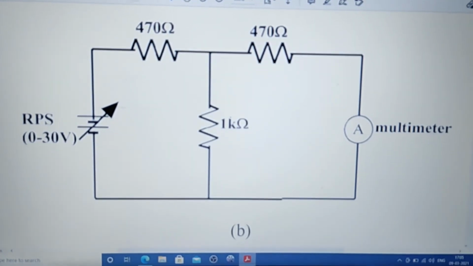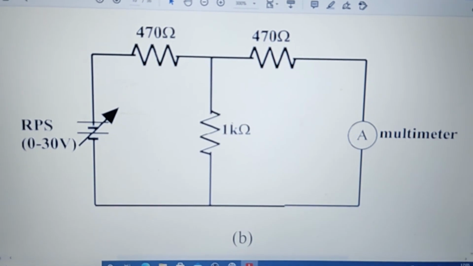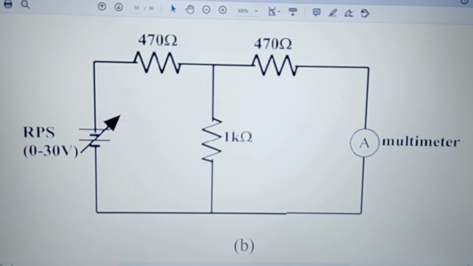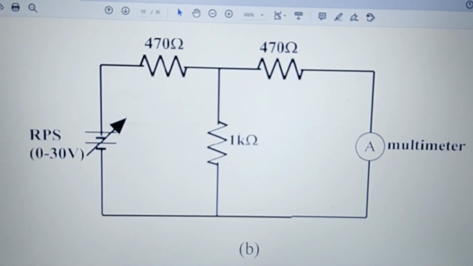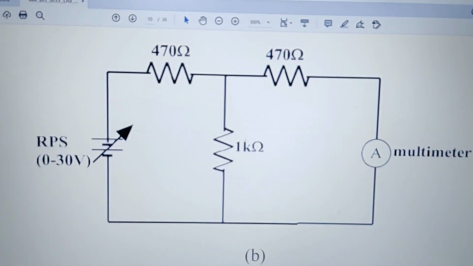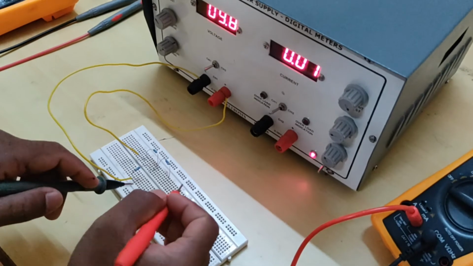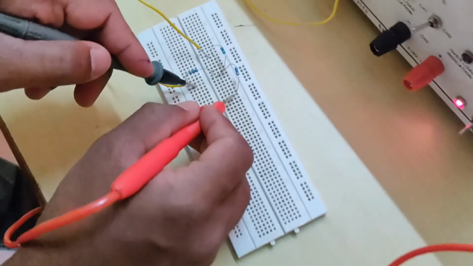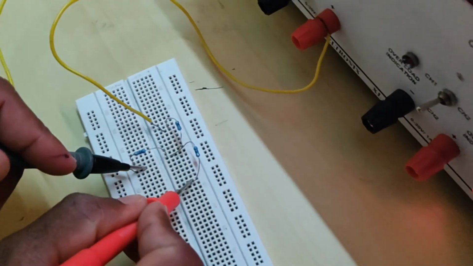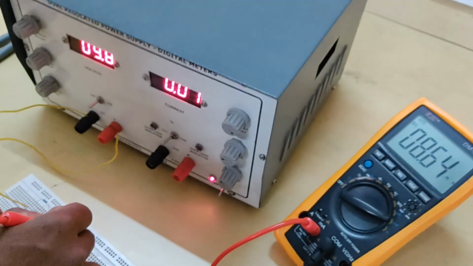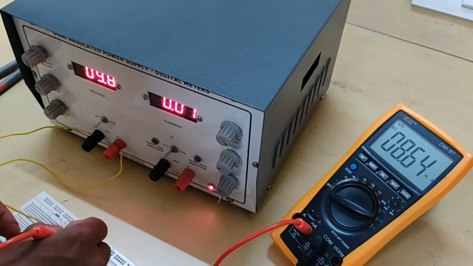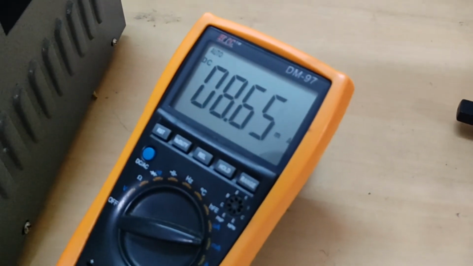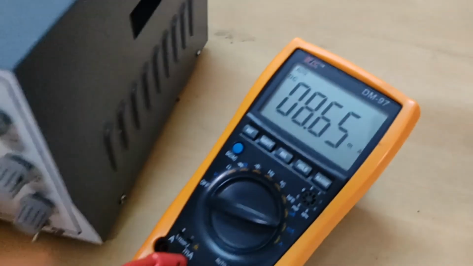Next we have to find the short circuit current across the load terminal. In order to do that, we have to replace the load resistance with an ammeter, which measures the short circuit current across the load terminal. So let us measure the short circuit current. The ammeter is connected in series with the load. The short circuit current is measured as 8.65 milliamperes.